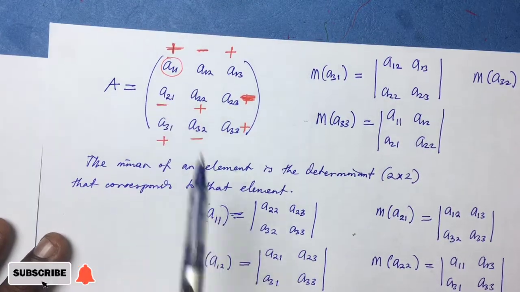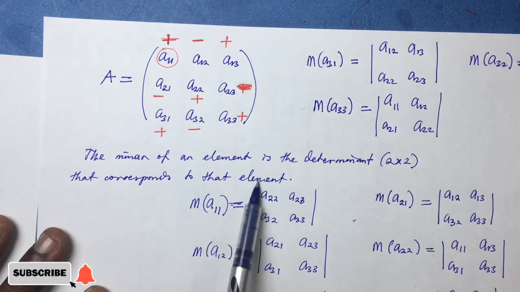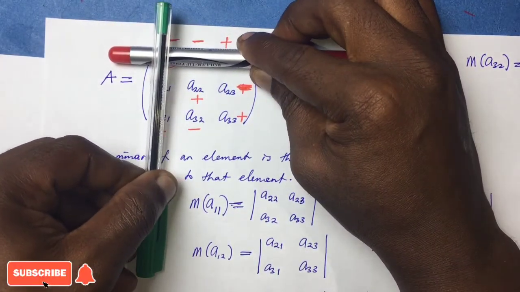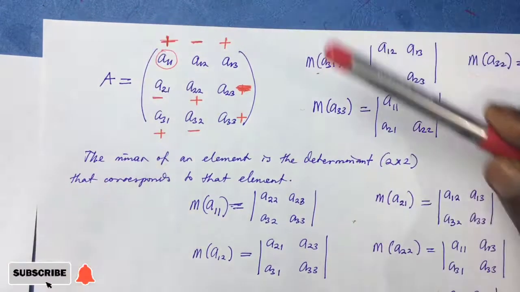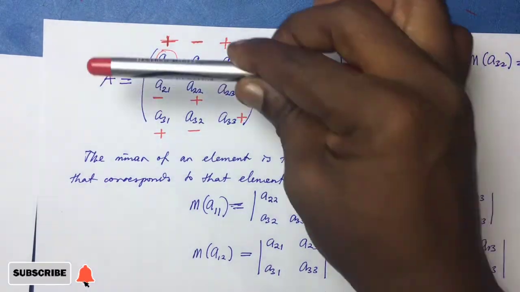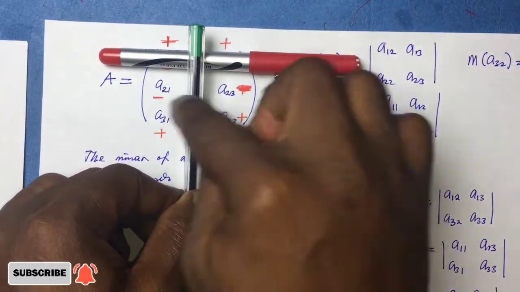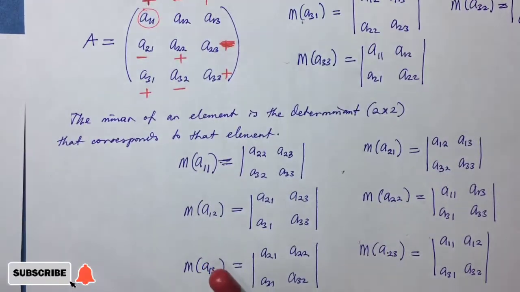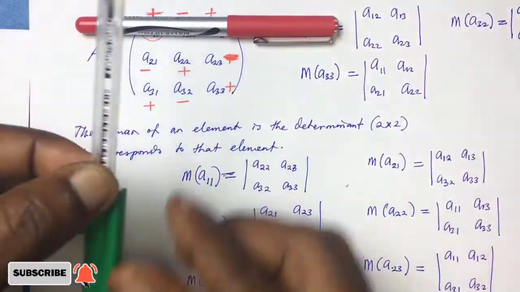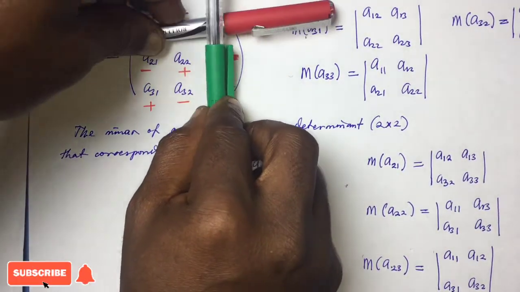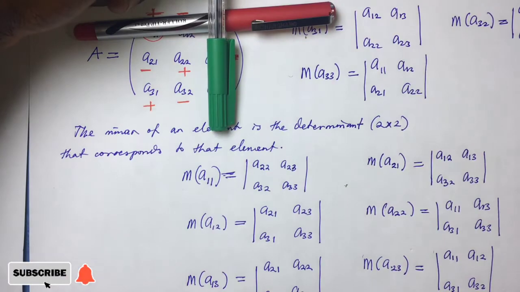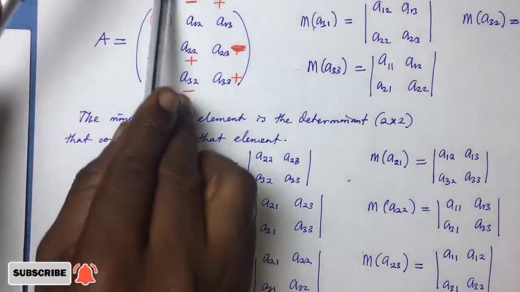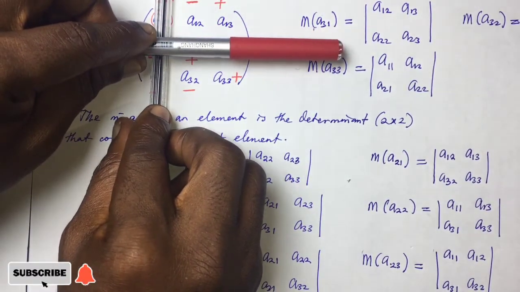The minor of A11 is this determinant here. And how did we get that determinant? All we had to do was cross out A11 and take the determinant of this here. How did we get the minor of A12? Cross out A12, and what is left comes here. Now how did we get the minor of A13? Cross it out. So when you cross out A13, this is what you have left, and that will be this, A13. Now how did we get that for A21? Cross it out and take what is left in determinant.